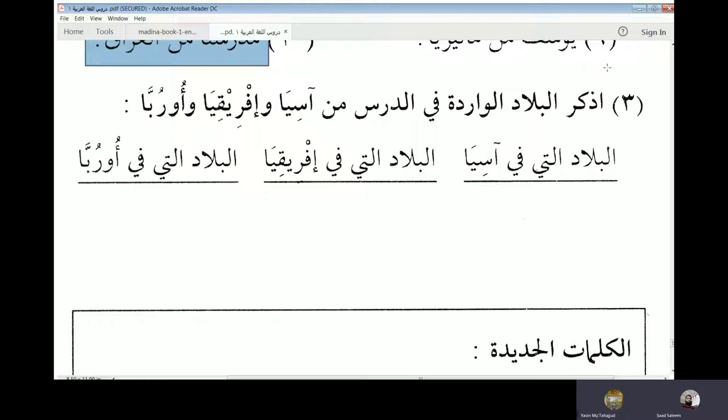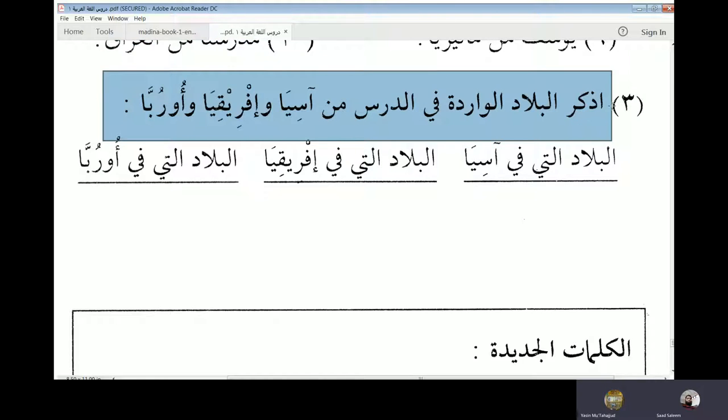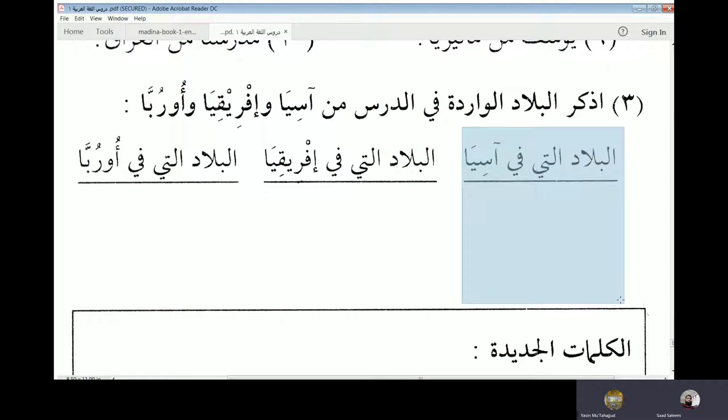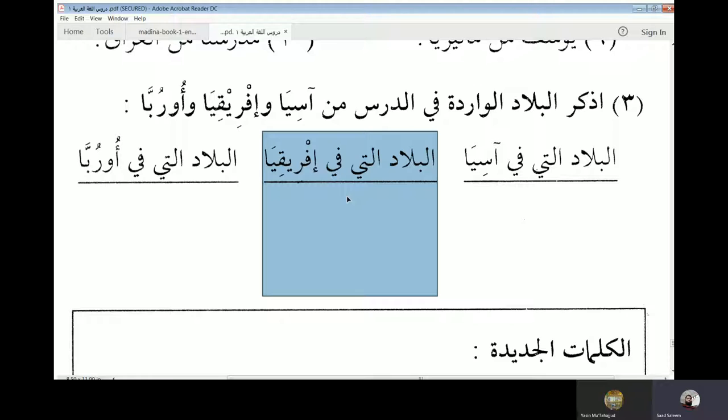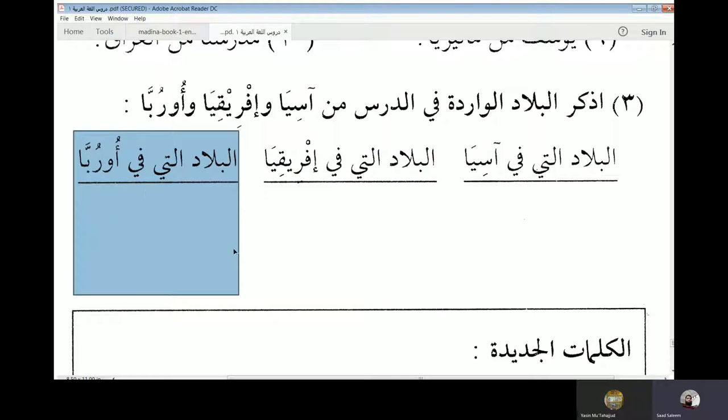Then next question: write the countries found in the lesson, which are from Asia, Africa and Europe. So here you have three categories. In this box you will write the names of countries from Asia found in the lesson. In this box, the countries from the continent of Africa. And in this box, the countries from Europe.